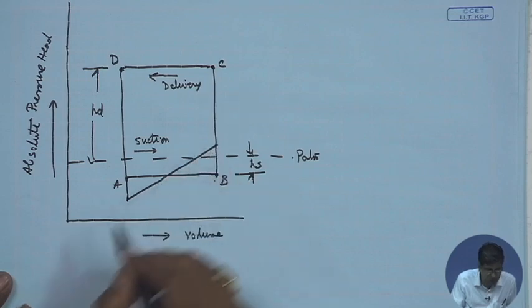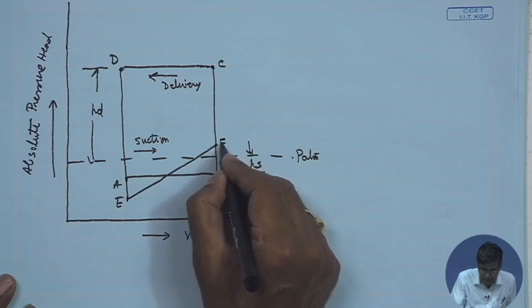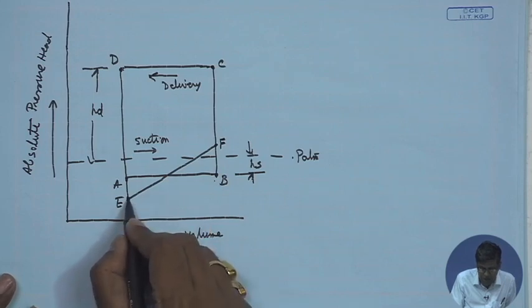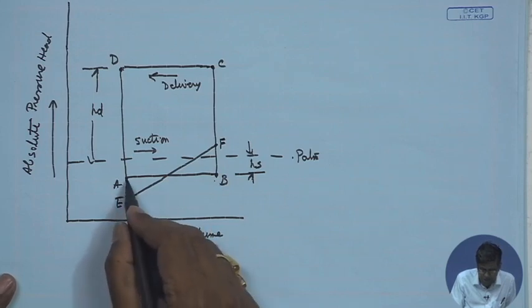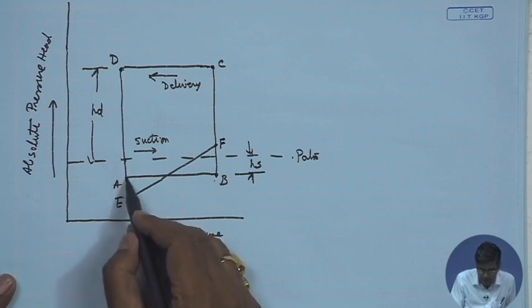This can be modified like this, and I give this the nomenclature EF. That means, in consideration of a simple harmonic motion, this will be a straight line where E is the minimum pressure in the cylinder, which is lower than the static head Hs. This is the suction head or suction lift Hs.